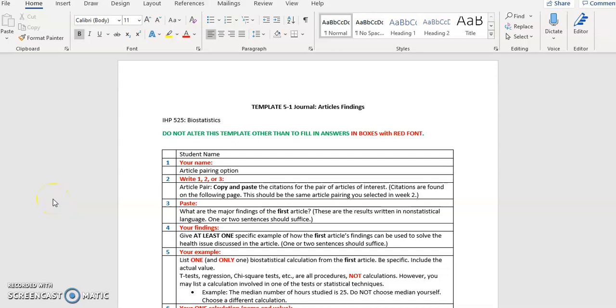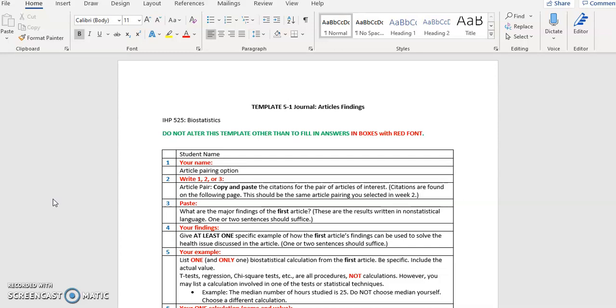In this video, we're going to walk you through the template for assignment 5.1, your journal assignment, article findings. So you're not going to alter this template other than to fill in the answers, and you're going to be writing in the boxes in red.